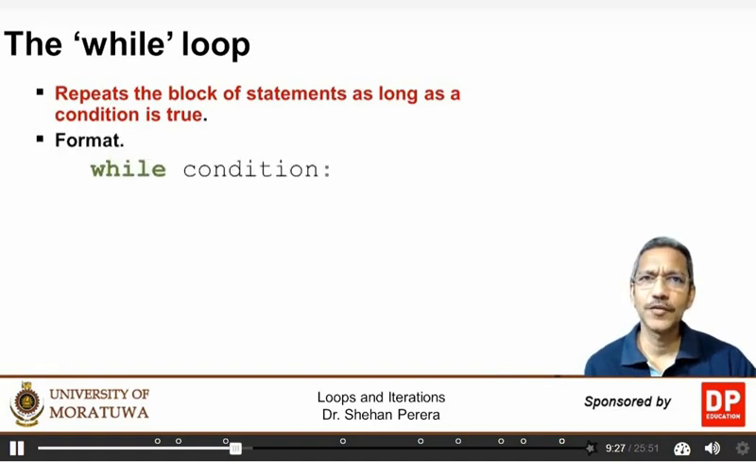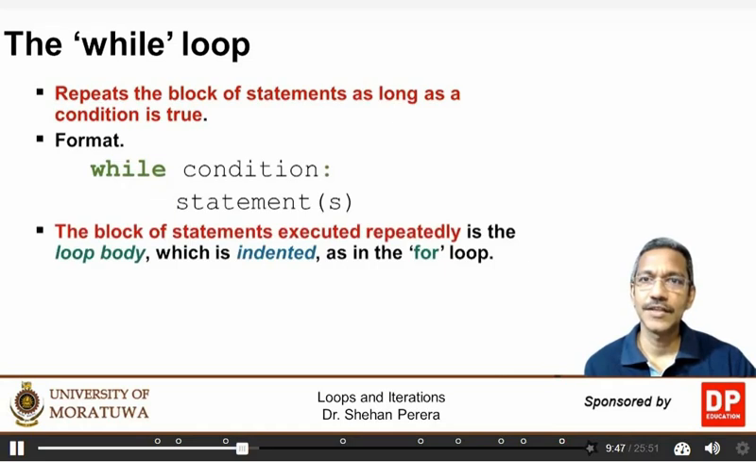The format of the while loop is very straightforward. We have the while keyword, and then we have a condition, and we have a colon. Don't forget the colon, because if you forget the colon, you will get a syntax error. And after that, we have the statement of code that we want to be executed as part of the while loop. Once again, we need to make sure that the statement is indented. And we call this block of statements the body of the loop.